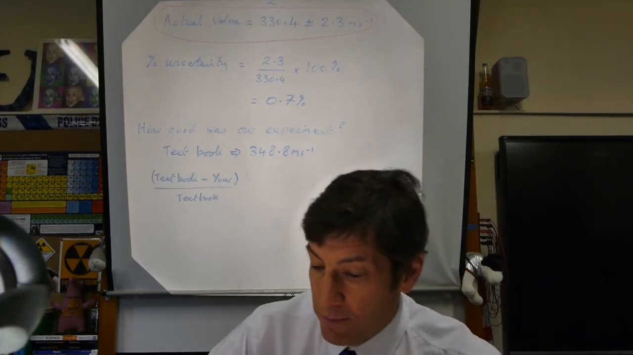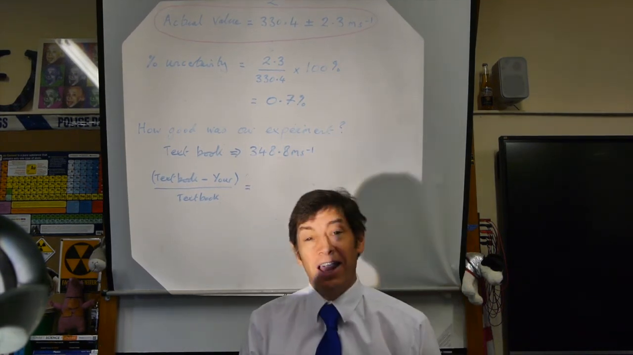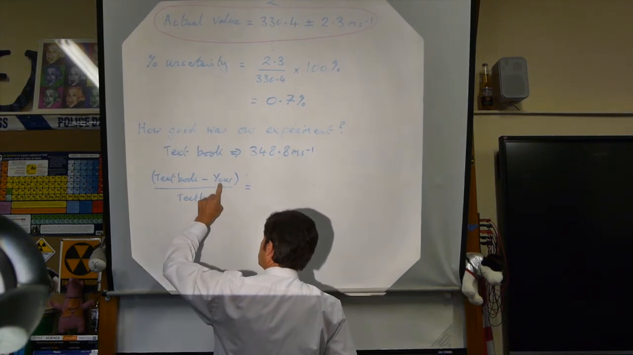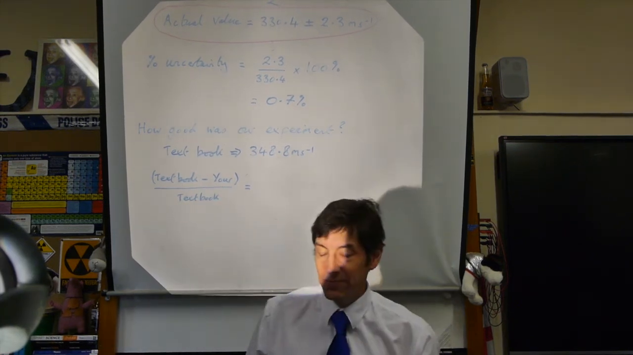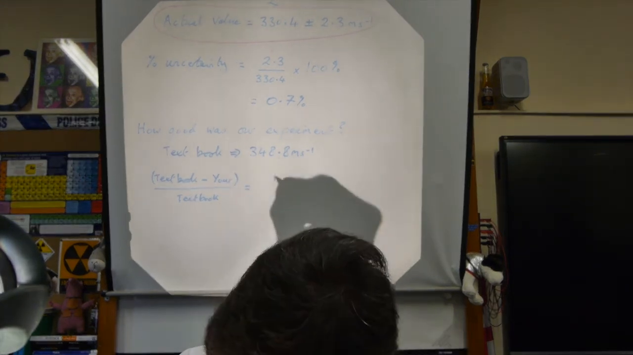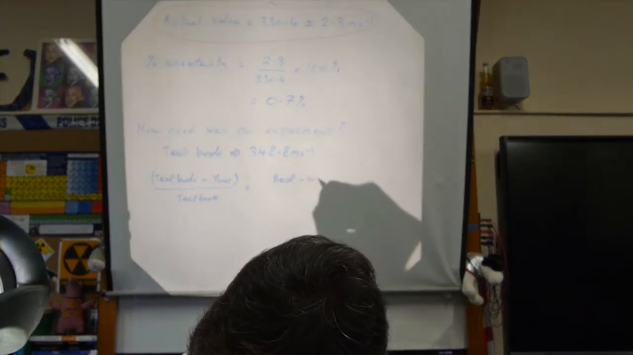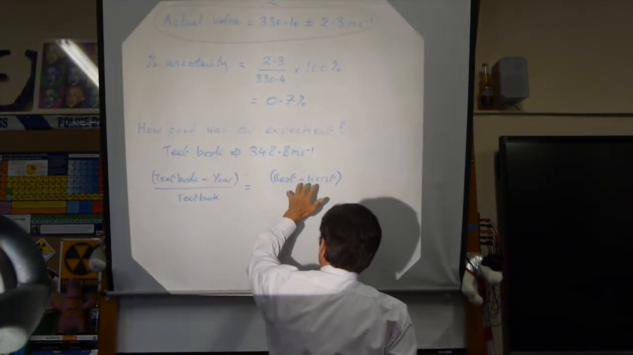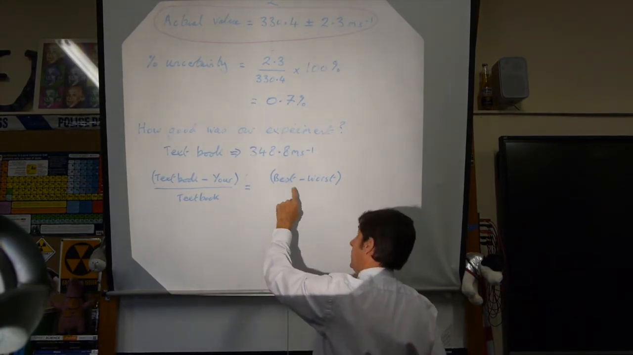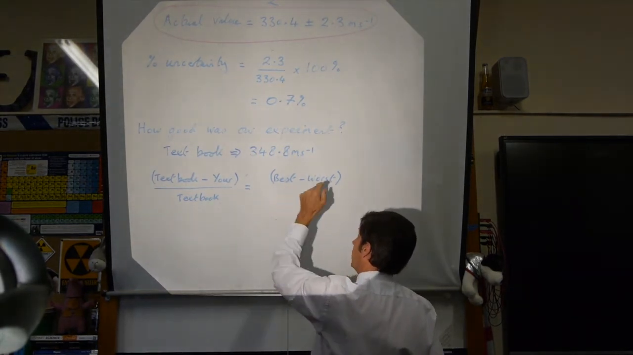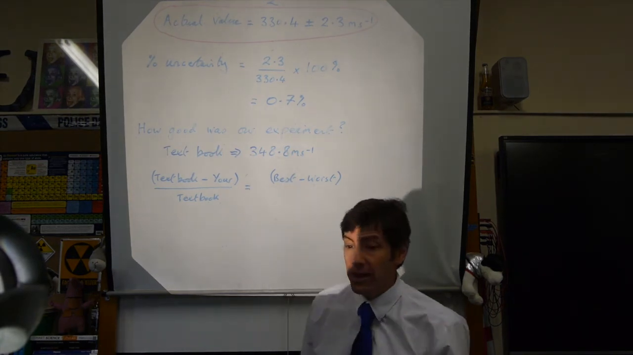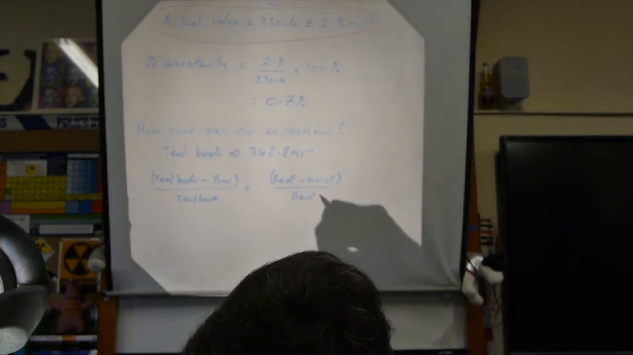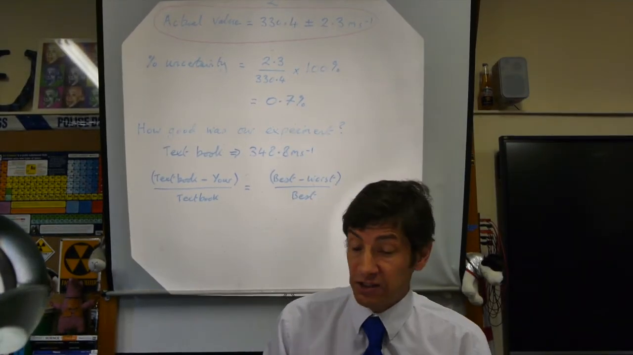Now, there's another way of saying this. Should we say that the textbook value is the best measurement and this is the worst because it's ours? So another way of thinking about it is best minus worst. That gives you some idea of how far out we are from the textbook value. We're hoping that it comes out as 0, but it won't. Best minus worst, over best. So let's do that then.